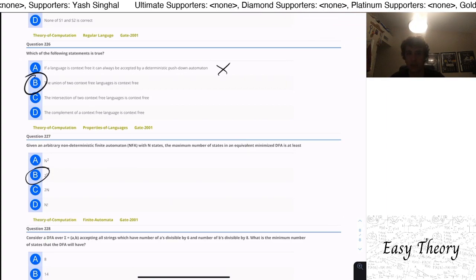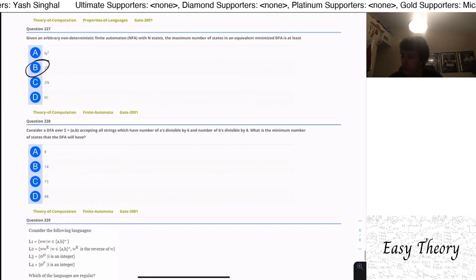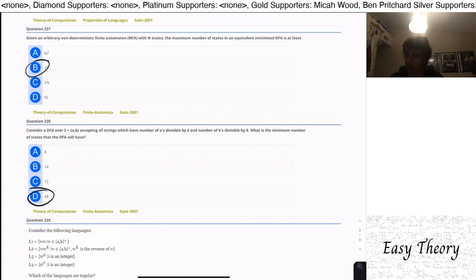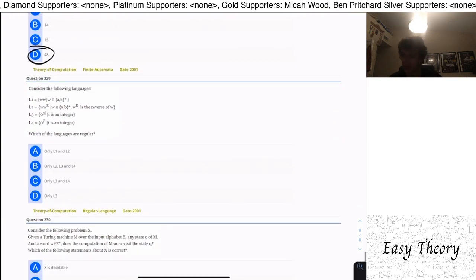Consider a DFA over A, B, accepting all strings which have a number of A's divisible by 6 and number of B's divisible by 8. What is the number of states? I think that should be 48. Yeah, it should be 48. We answered a question earlier about that.